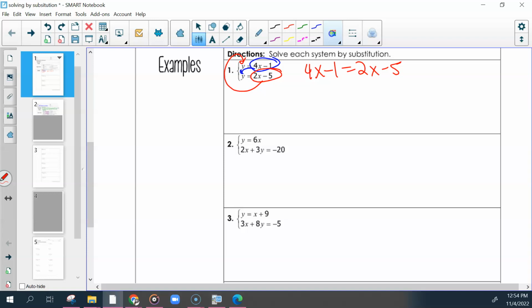So from way back at the beginning of the year, when we talked about these type of problems, get all your variables to one side, all your constants to the other. How you do that doesn't really matter. And solve for x. Questions so far?